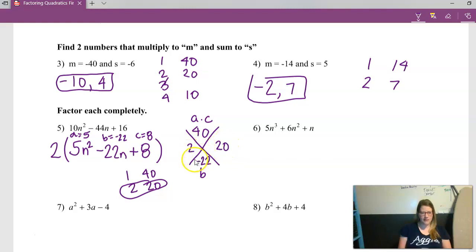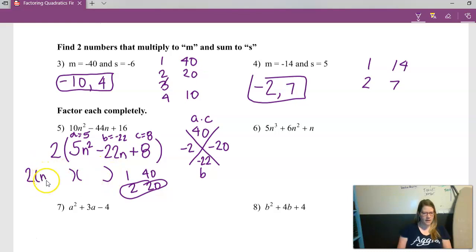Again, we needed a negative 22, so we're going to make both of our numbers negative so that when I add them, I'll still get the negative 22, but when I multiply them, I'll still get positive 40. So negative 2 and negative 20 are our two factors, so we'll write those here in the parentheses.